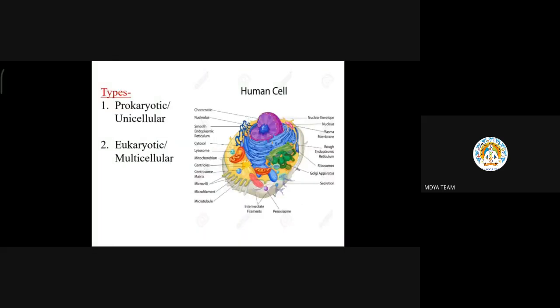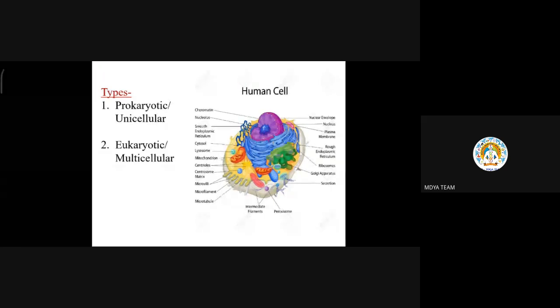This is a complex structure of cell. So if we divide the cell according to its membrane foundation, then it is of two kinds. First, prokaryotic, generally unicellular, and eukaryotic, generally multicellular.